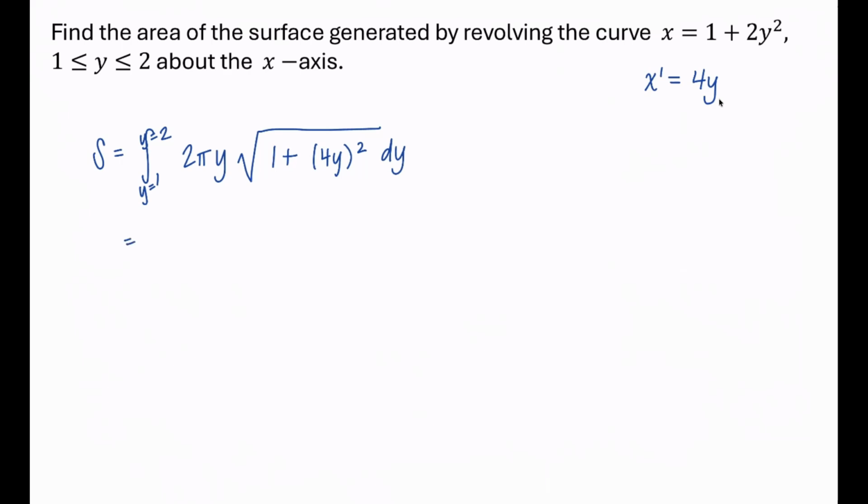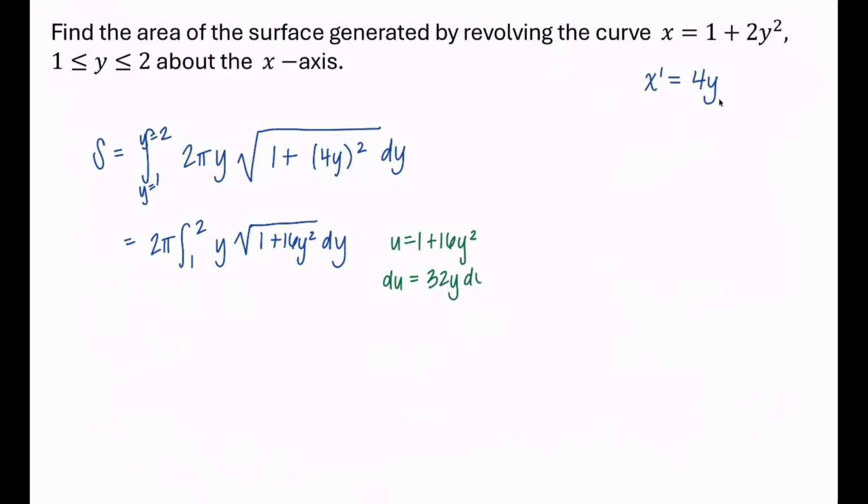And so I'm going to pull the 2 pi out. It's just a constant multiple. The integral from 1 to 2, y, and then the square root of 1 plus 16y squared dy. And this is going to be a nice u substitution. So if I let u be 1 plus 16y squared, then du is 32y dy. If I just have y dy, I'll just go ahead and divide by 32. So 1 over 32 du is y dy.